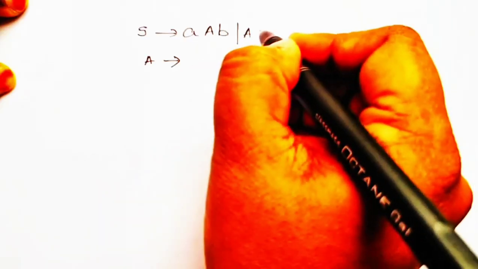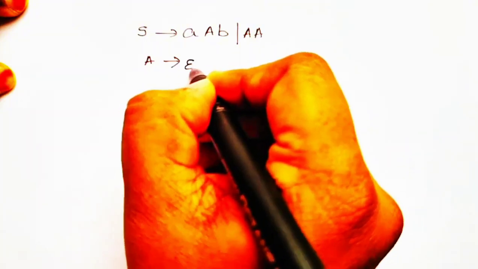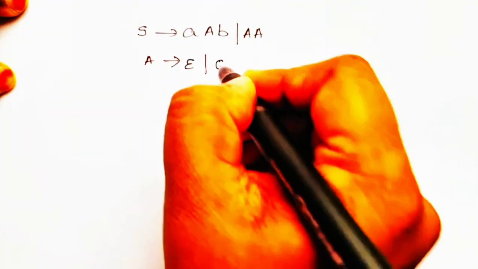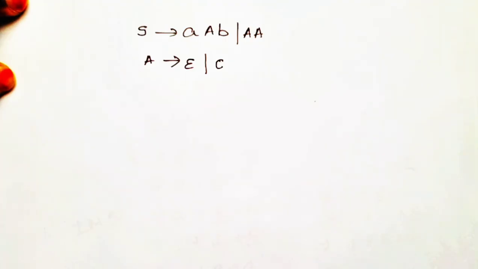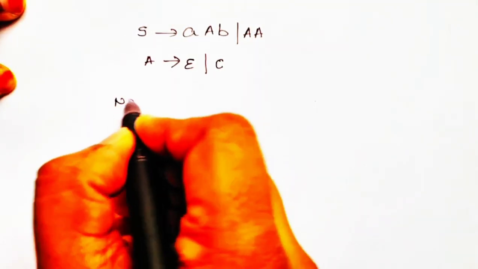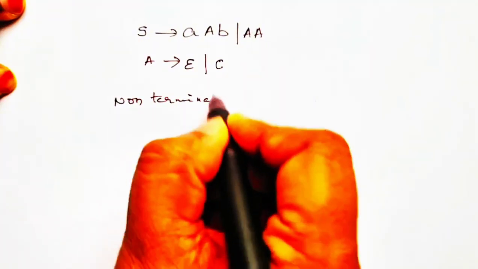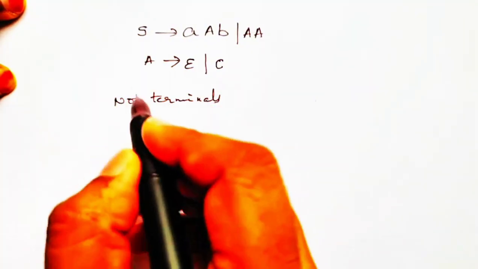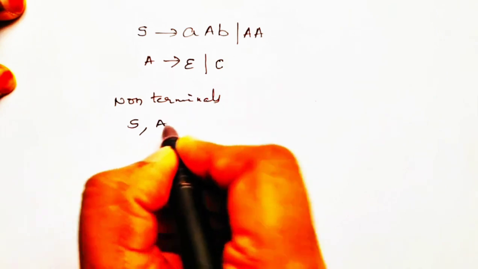Now we have seen only single non-terminal productions. Let us see a grammar which is having two different non-terminals also. See, epsilon or C. Okay, this one I am taking. First of all, what are the non-terminals? Identify them. Whatever the symbols you are having to the left side of the production, S and A.